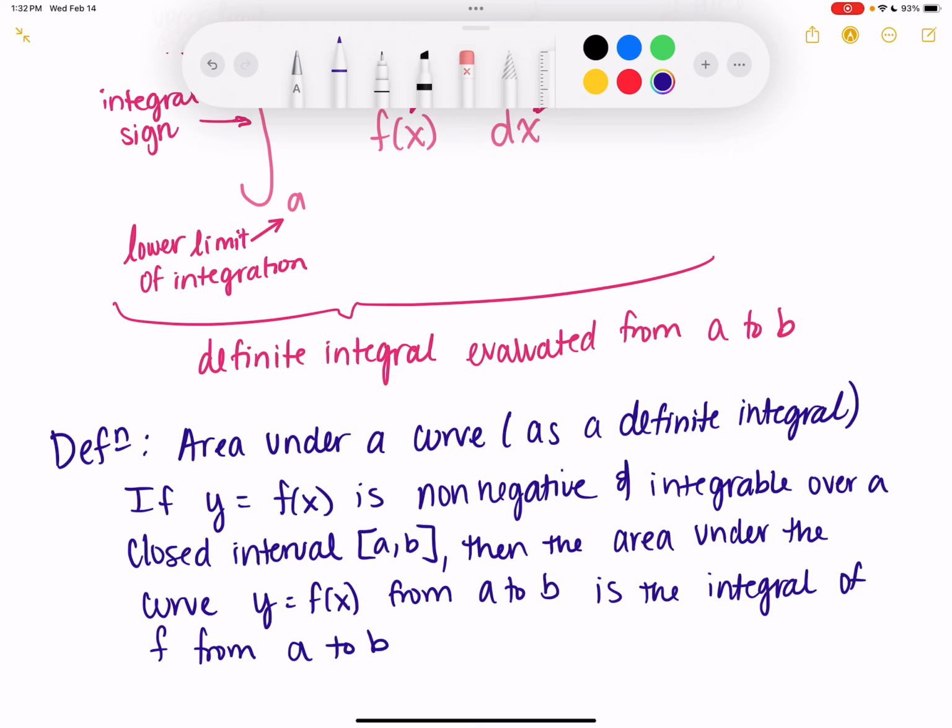Instead of non-negative, I said if y equals f of x is nonsense. I mean, you might feel that way sometimes. That's funny stuff.